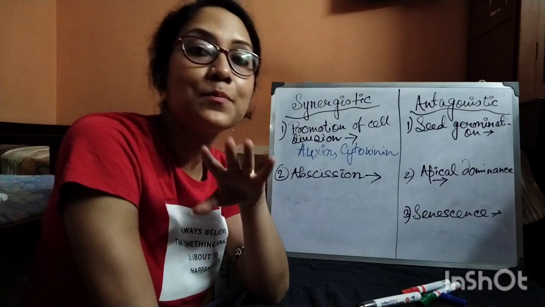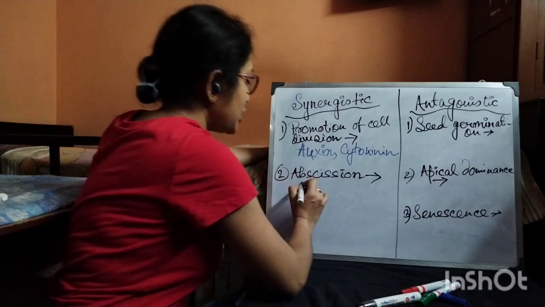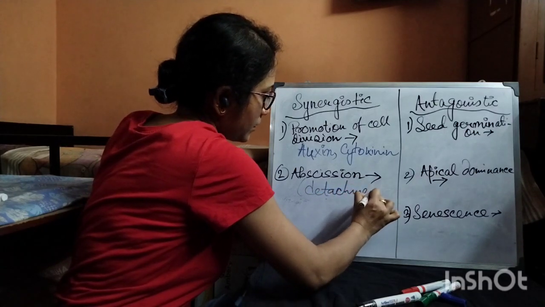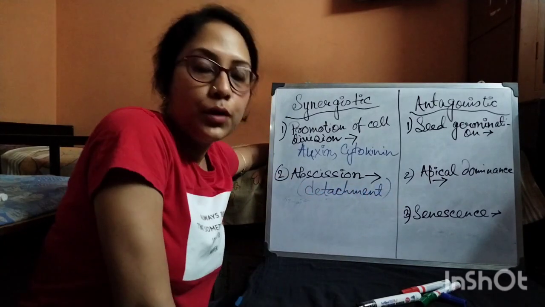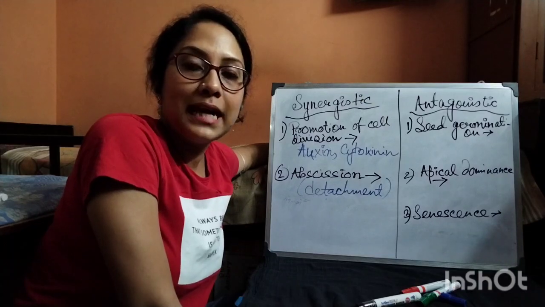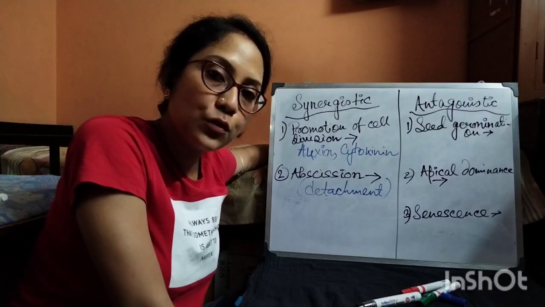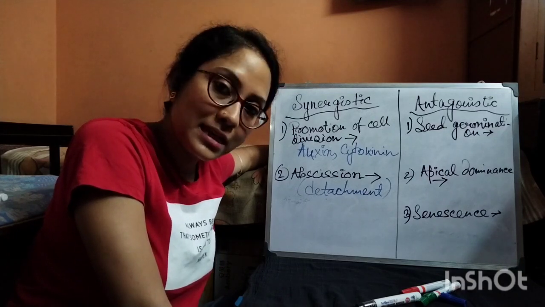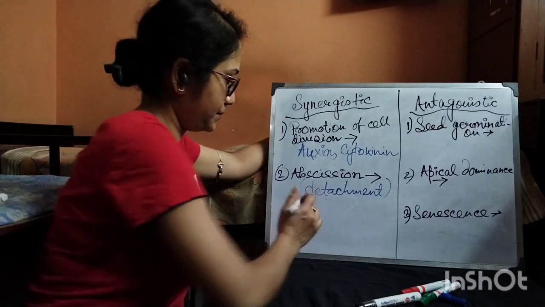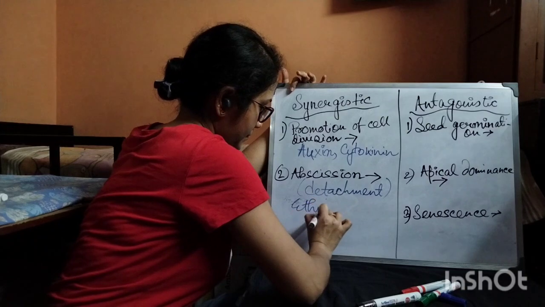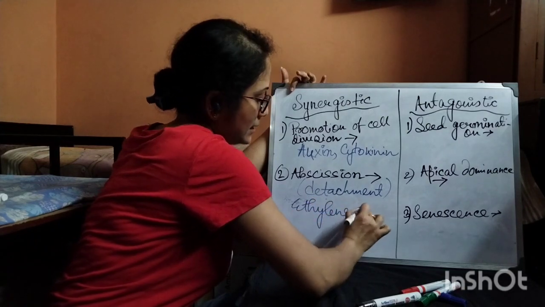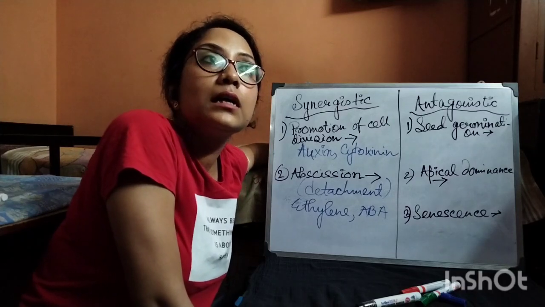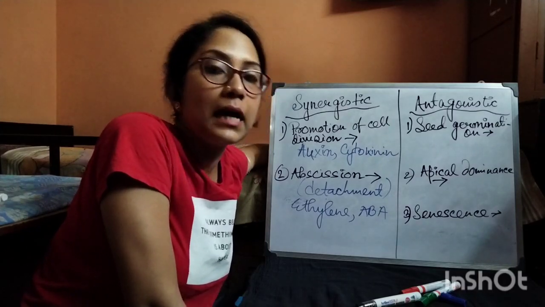The second part is abscission, detachment. What are the 2 hormones that function in a synergistic way for abscission? The names are abscisic acid and ethylene. Ethylene and ABA. How? Ethylene is commonly named as the fruit ripening hormone.